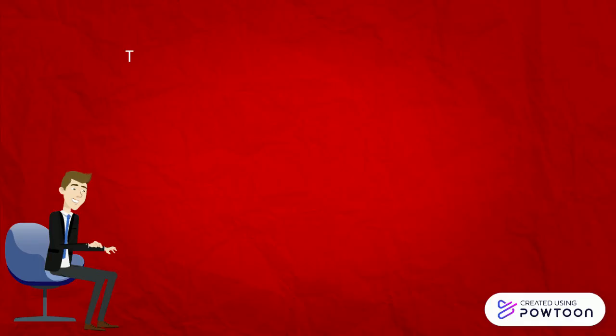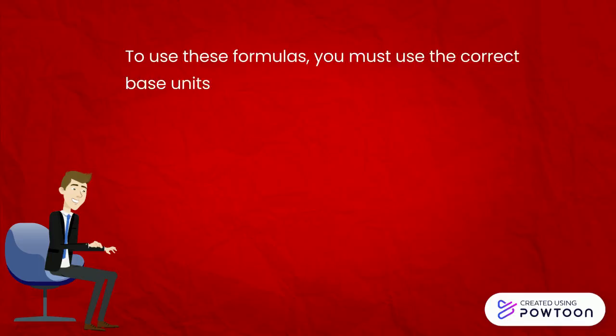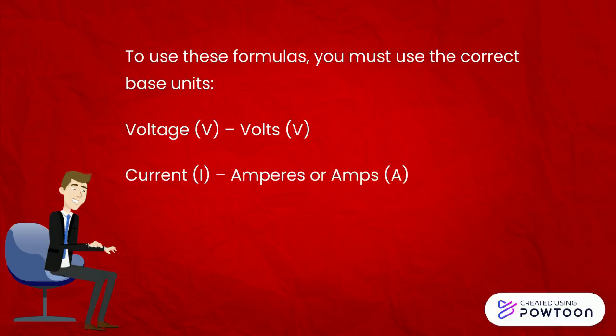To use these formulas, you must use the correct base units. For voltage, we use volts. For current, we use amperes or amps. For resistance, we use ohms.